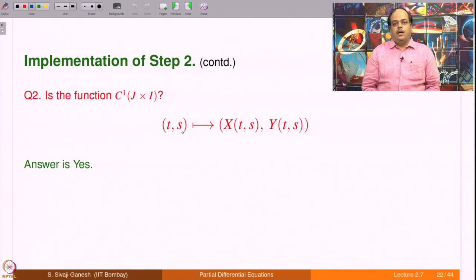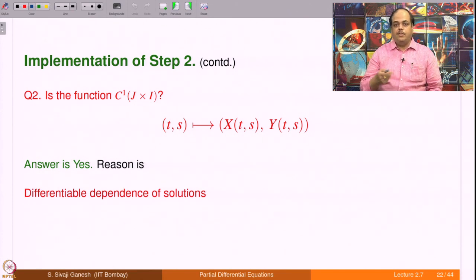As we know, existence of partial derivatives of functions of several variables does not mean that the function is differentiable. The function need not even be continuous at a point, though all directional derivatives exist. But if the partial derivatives are continuous, then the function turns out to be differentiable, and it will be C1. Therefore, we are interested in x_t, x_s, and whether they are continuous functions.